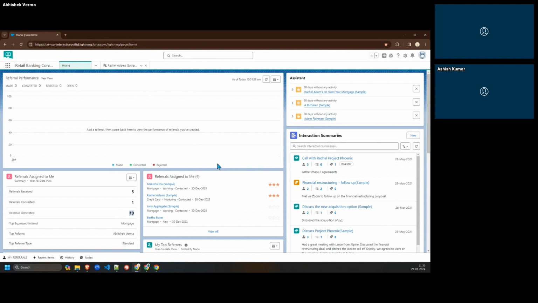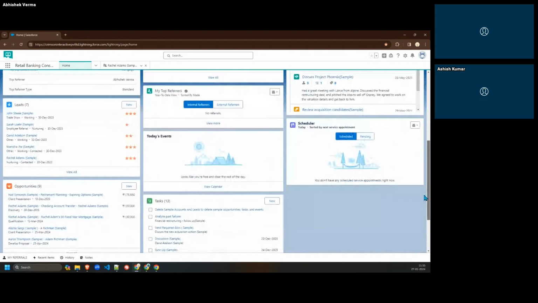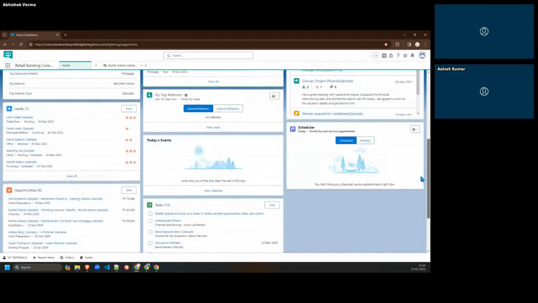And this is something I have not built. It comes with the FSC, so you don't have to do anything here. All the scheduler and all the tasks, I will get here.